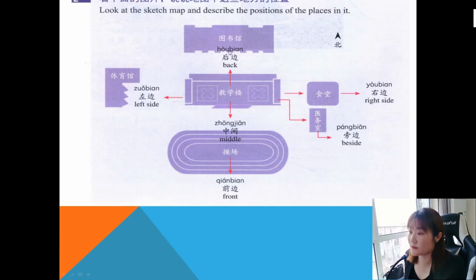And first one, let's look at this 后边. 后边 means behind or behind side. So this one, 左边, left side. And 后边 also means back. And here 中间, middle. And next 前边, front. 旁边, beside. And next 右边, right side.